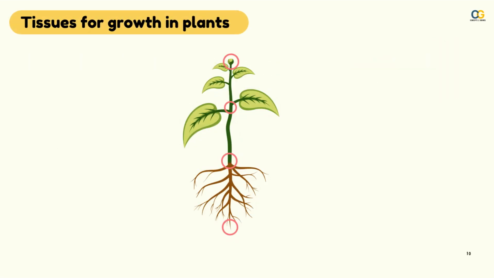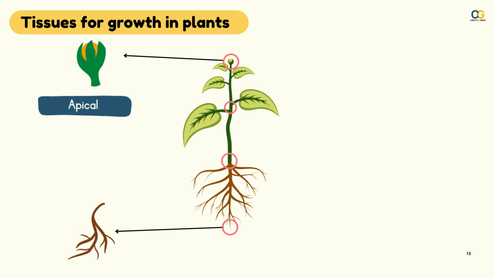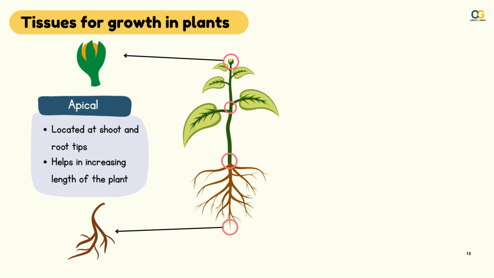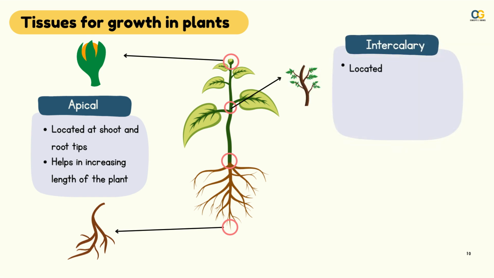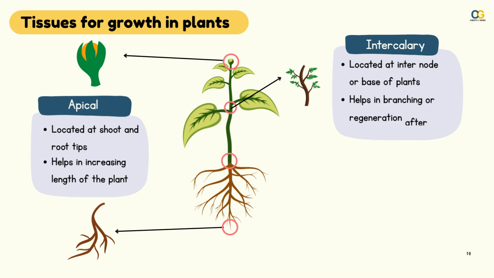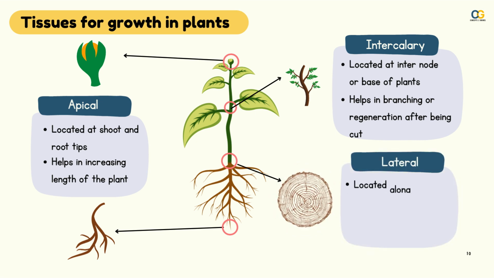Meristematic tissues are located at four main sites in a plant. The apical meristematic tissue is located at the shoot and the root tips, which helps in increasing the length of the plant. The intercalary tissue is present at the internode or at the base of the plant that helps in branching or regeneration after being cut. The lateral tissue is located at the circumference of the stem, which helps in increasing the girth or the circumference of the tree as it goes up. These are the different kinds of meristematic tissues.